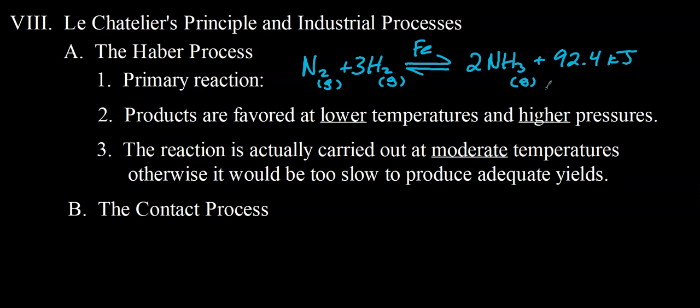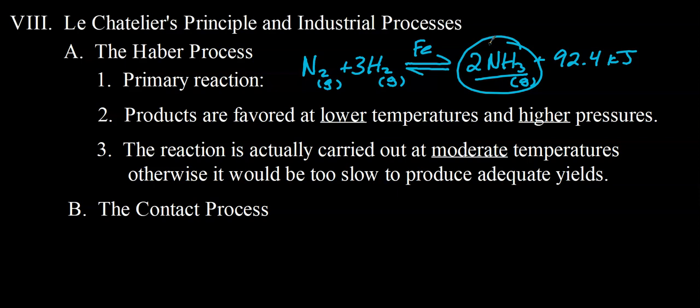All right, so if it is your job to maximize the yield of ammonia, what are the experimental conditions that will result in the greatest production of ammonia? So we're going to use Le Chatelier's principle. So it says in number 2, products are favored at lower temperature, right? It's an exothermic process. So if we decrease the temperature, equilibrium shifts to the right, and higher pressure. So if you increase the pressure at which this reaction is occurring, again, equilibrium is going to shift to the right, resulting in the formation of more ammonia.